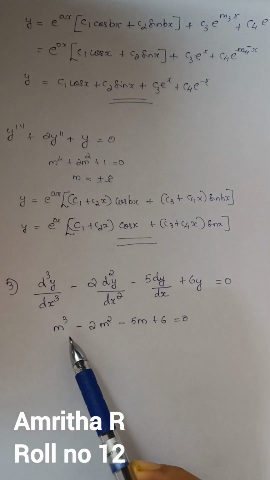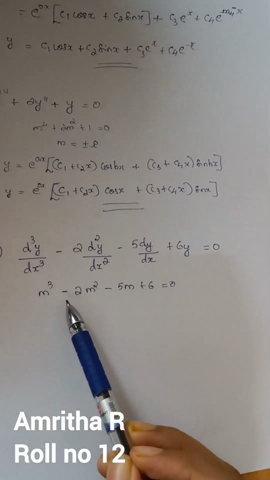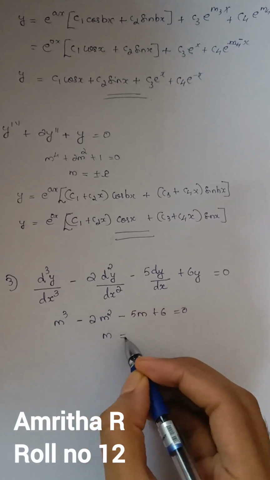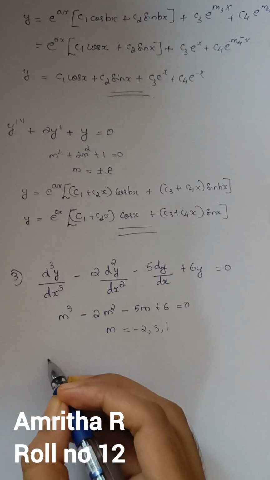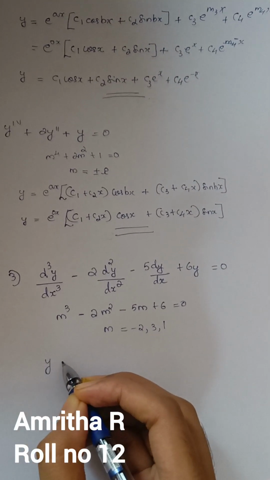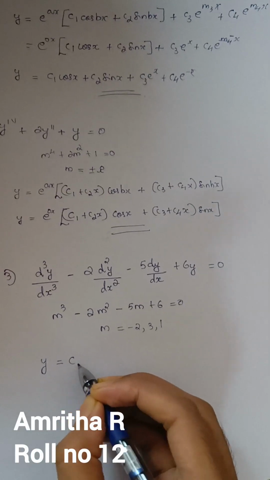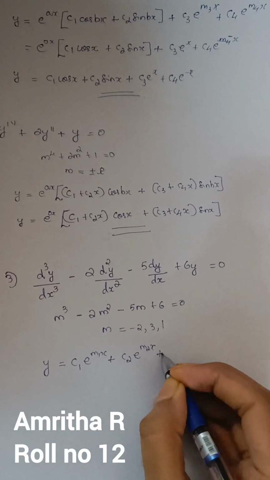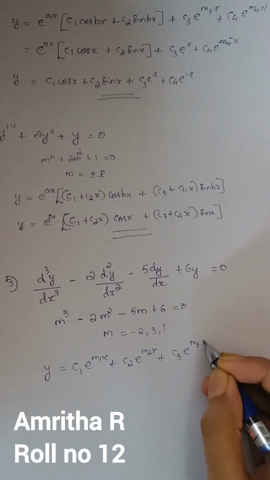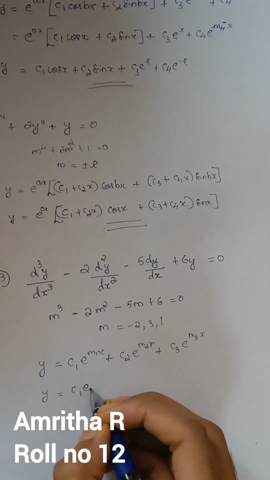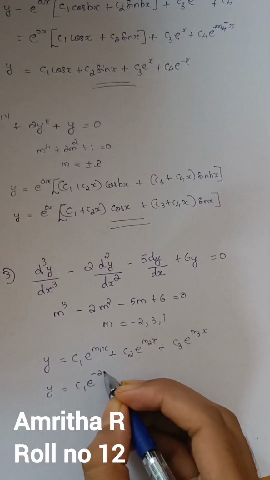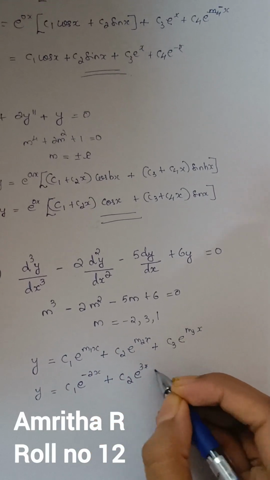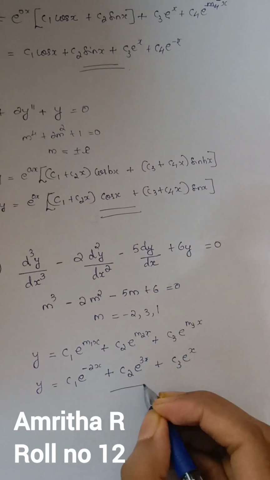Question number 3, convert it in terms of m: m^3 - 2m^2 - 5m + 6 = 0. So the roots of m are m = -2, 3, 1. Putting these values in our general form, y = c1 e^(m1 x) + c2 e^(m2 x) + c3 e^(m3 x). So y = c1 e^(-2x) + c2 e^(3x) + c3 e^x, since m1 is -2 and m2 is 3.